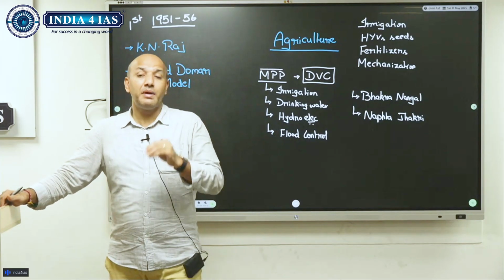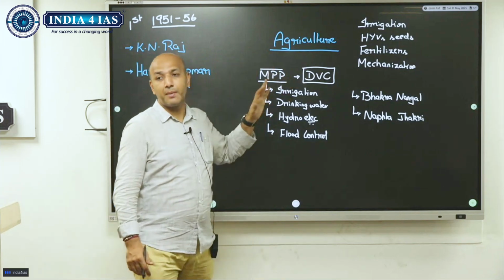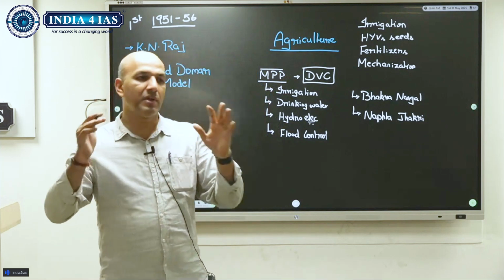We used that PDS network to supply food grains when a large amount of food production happened due to the first 5-year plan. Clear? That's how the first 5-year plan came about.